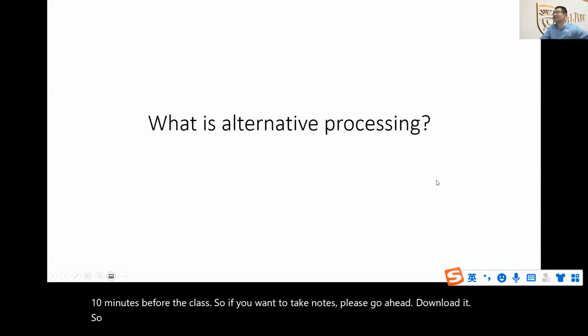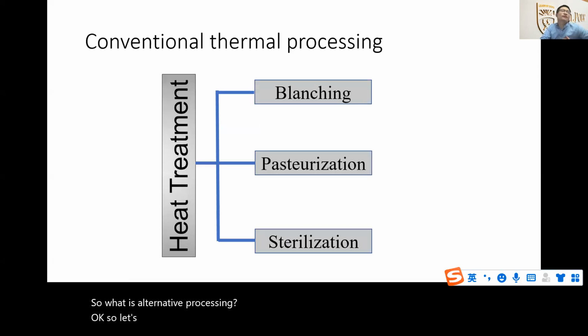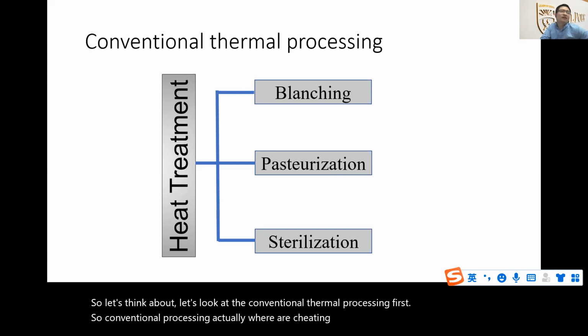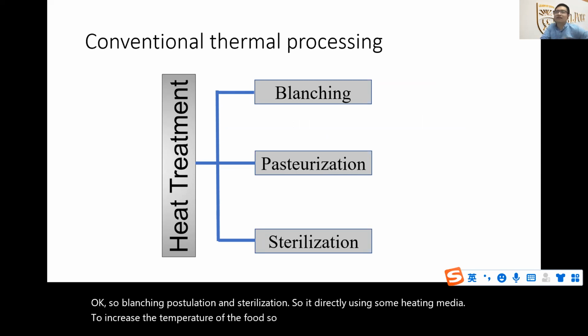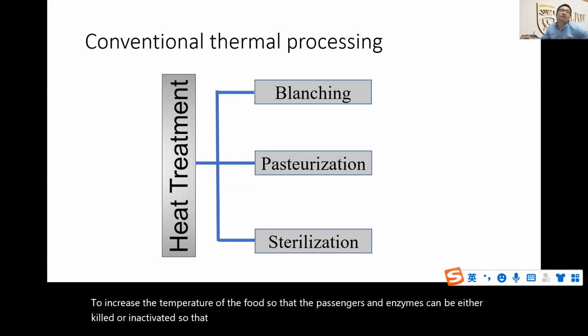So what is alternative processing? Let's look at the conventional thermal processing first. In conventional processing, we're treating our food products directly using heat, like blanching, pasteurization, and sterilization. We're directly using some heating media to increase the temperature of the food so that the pathogens and the enzymes can be either killed or inactivated. So that is conventional. And how about the alternative processing?